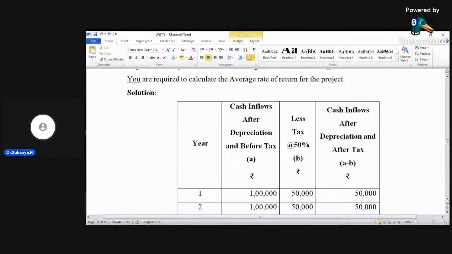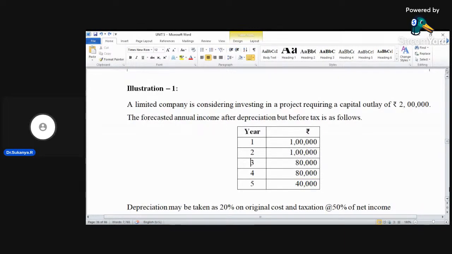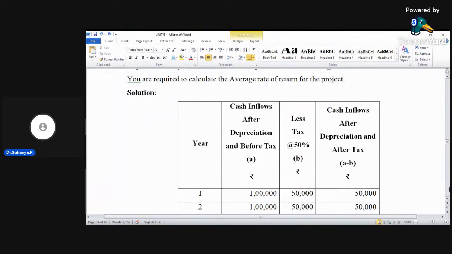What you need to do, dear students, please keep in mind one very, very important concept. In your study material also, I have given a box with a note like this for each and every method of capital budgeting. In case of ARR method, you need to take the cash inflows after depreciation, after tax. But here, whatever they have given in the problem is after depreciation, but before tax. For that, you have to reduce the tax. For cash inflow after depreciation but before tax, if you reduce the tax, you will be getting cash inflows after depreciation and after tax.